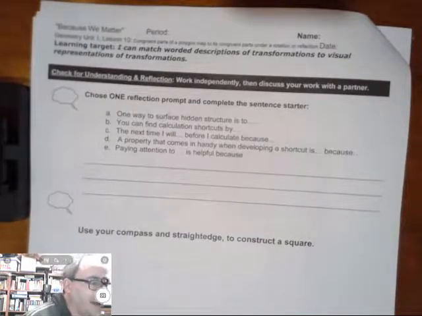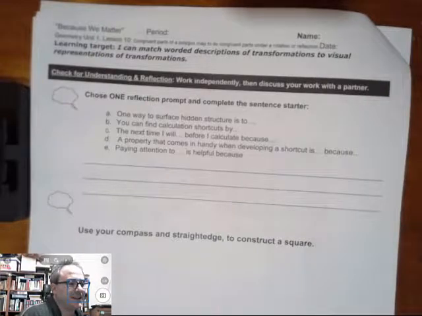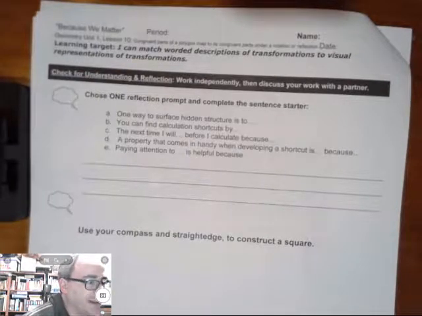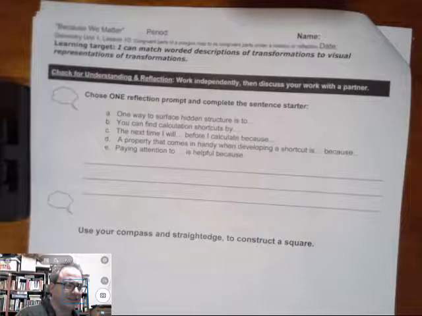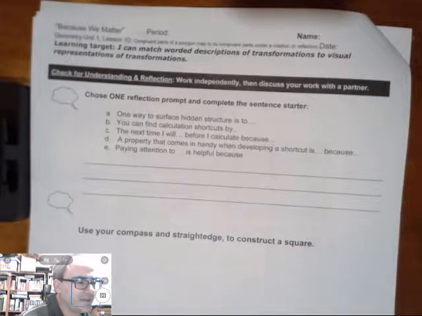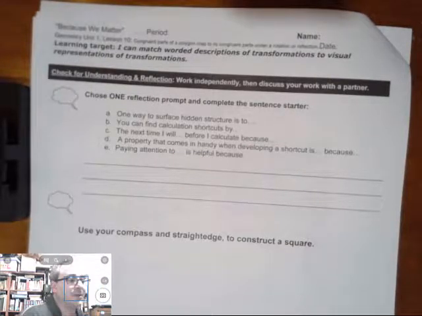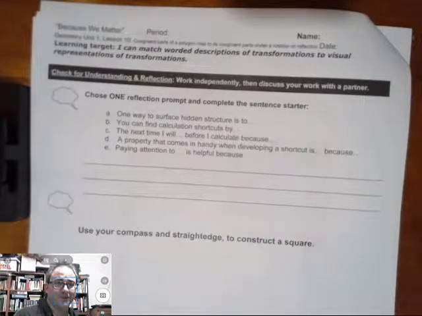One way you can surface hidden structure is to draw the boxes before rotation. Use little guides like that, or use the compass to do a 180-degree rotation to see that. You can find calculation shortcuts. Well, we really didn't do a lot of calculation today, so maybe skip B. Skip C. A property that comes in handy when developing a shortcut is, well, what shortcuts did we learn?